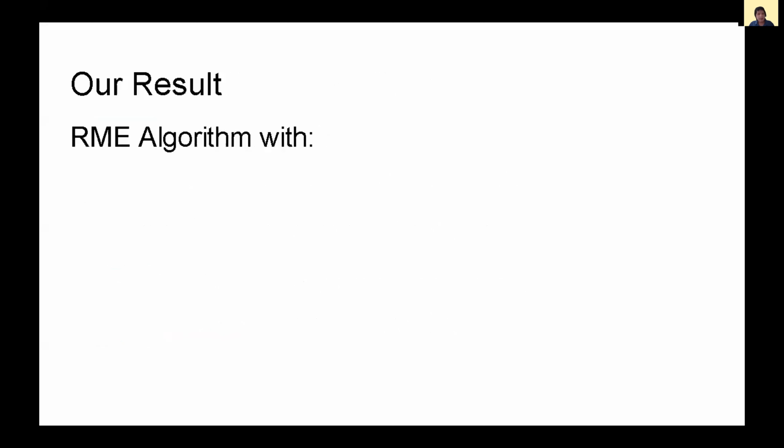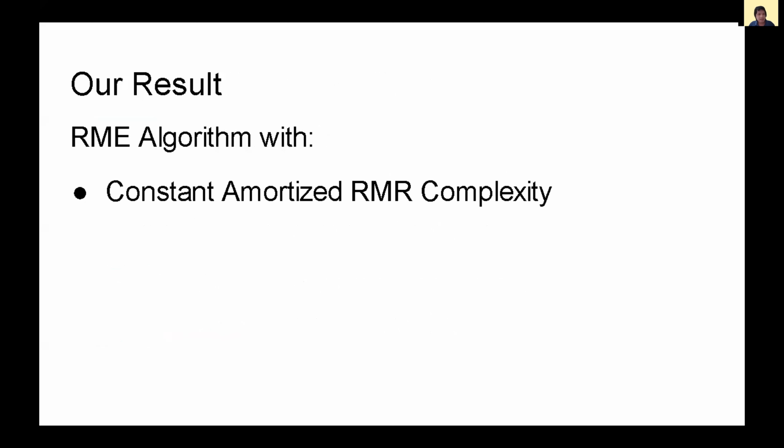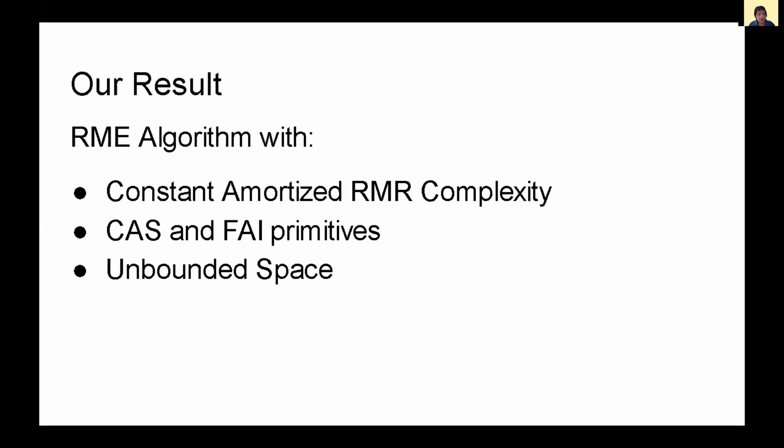So in conclusion, we have an RME algorithm with constant amortized RMR complexity, using compare-and-swap and fetch and increment primitives, but it uses unbounded space, and it only achieves a weak version of the very desirable starvation freedom property. So naturally, we have a bunch of open questions. The most important one is, we have a constant amortized RMR complexity, but is there an algorithm with constant worst case RMR complexity? And for this, we don't know. On the other hand, we have some improvements to this algorithm, which we believe will bound the space and achieve strong starvation freedom. And that's the end of the talk.